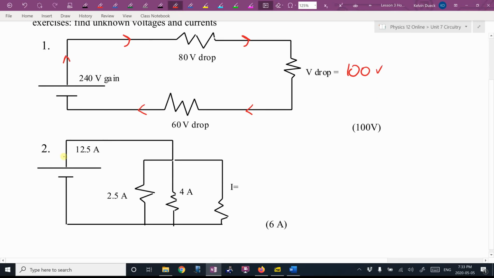Number two, label downhill. Downhill, downhill, downhill. Looks like we split up three different ways, and then we all rejoin right here. So I'm starting out with 12.5 amps. Here we split up. 2.5 amps went that way, 4 amps went this way. That must mean that 6.0 amps went this way, and that way when they rejoin, I get 12.5 amps.